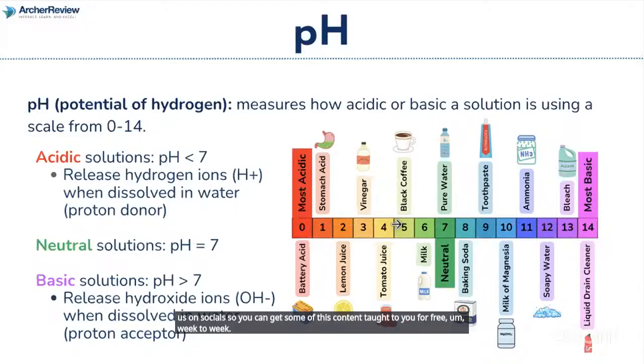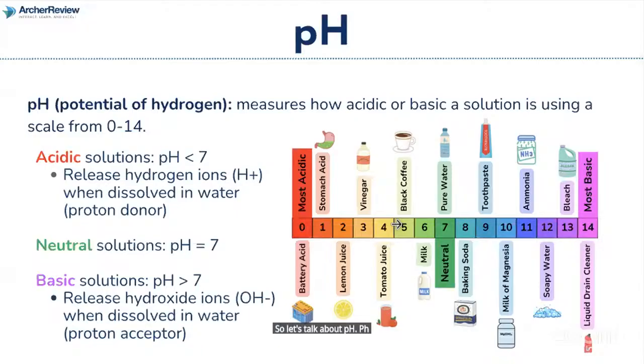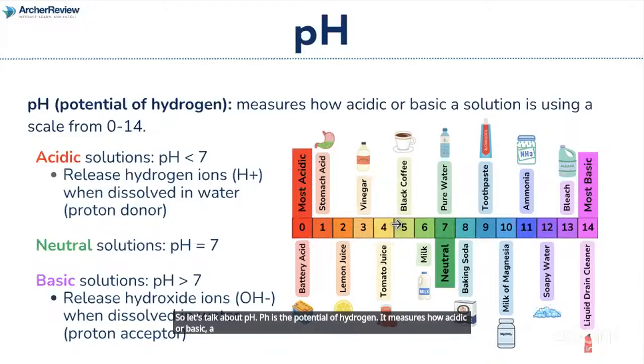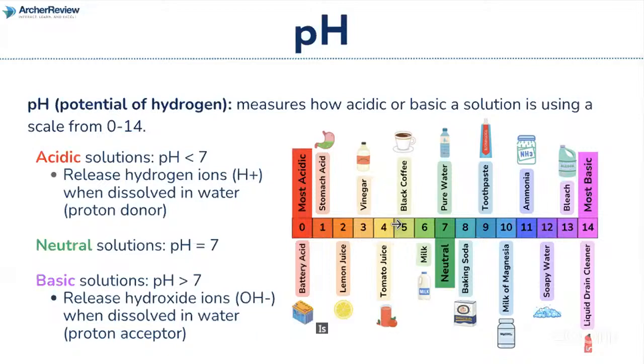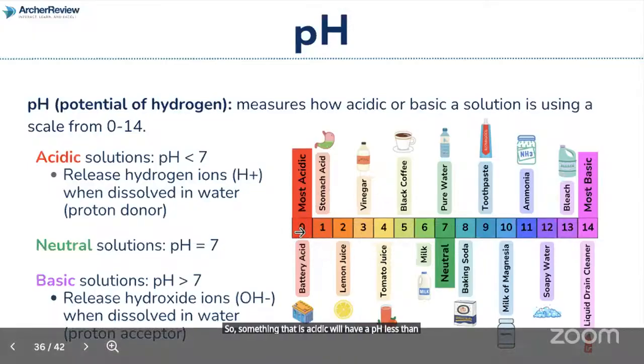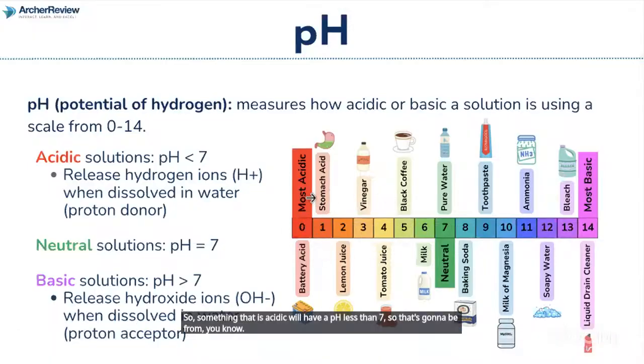So let's talk about pH. pH is the potential of hydrogen. It measures how acidic or basic a solution is using a scale from 0 to 14. So whatever kind of solution you're working with, is this acidic? Is it neutral? Is it basic? You will know by reading the pH value. So something that is acidic will have a pH less than 7. So that's going to be from 0 to 6 on the pH scale.